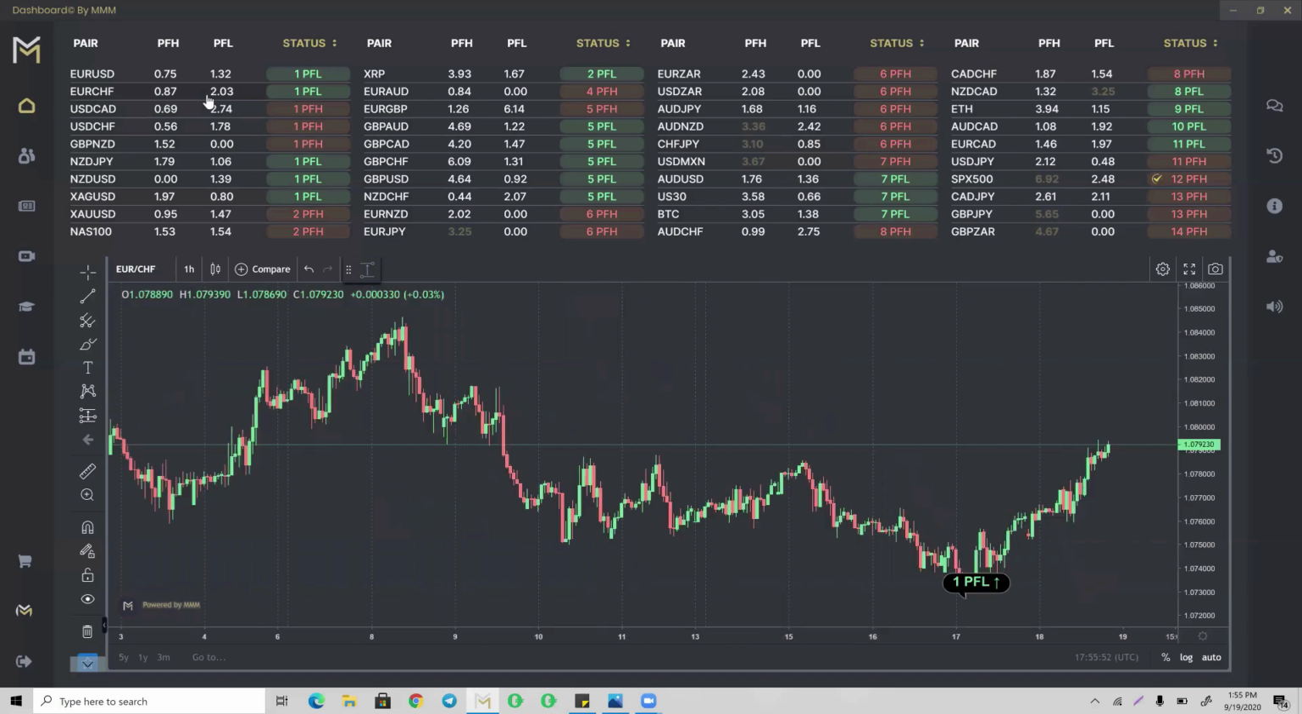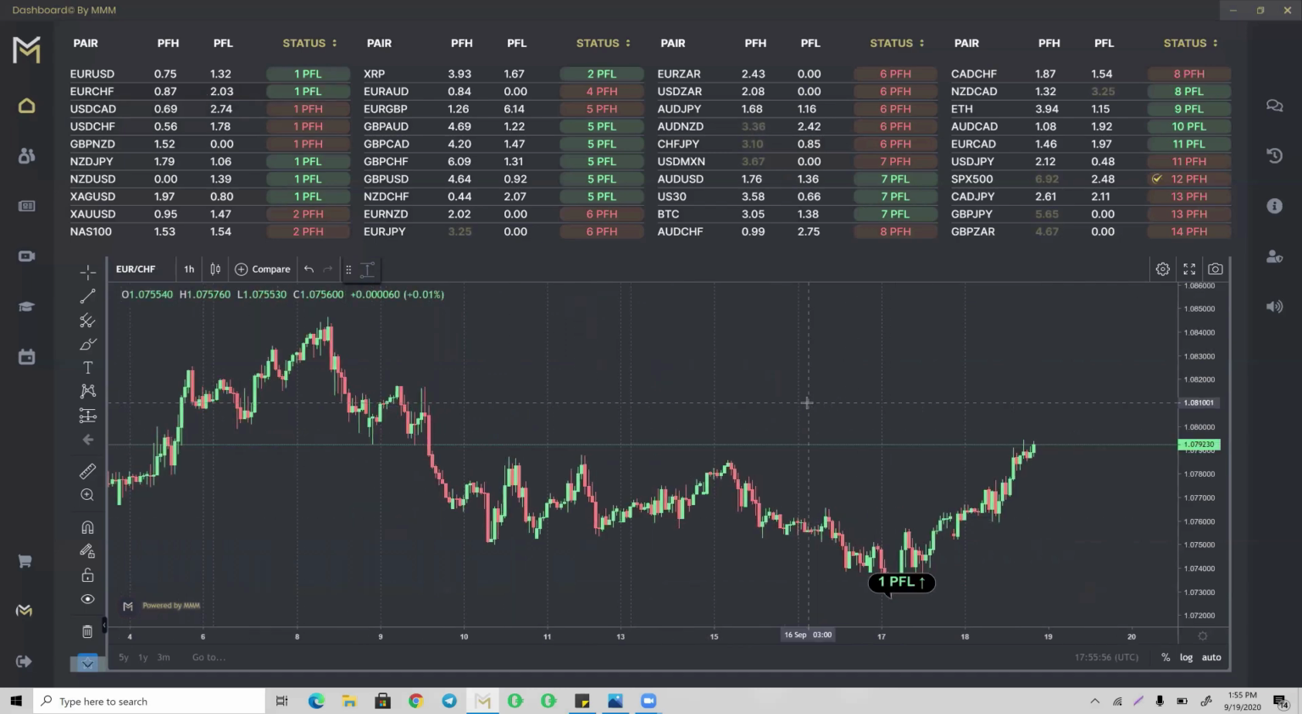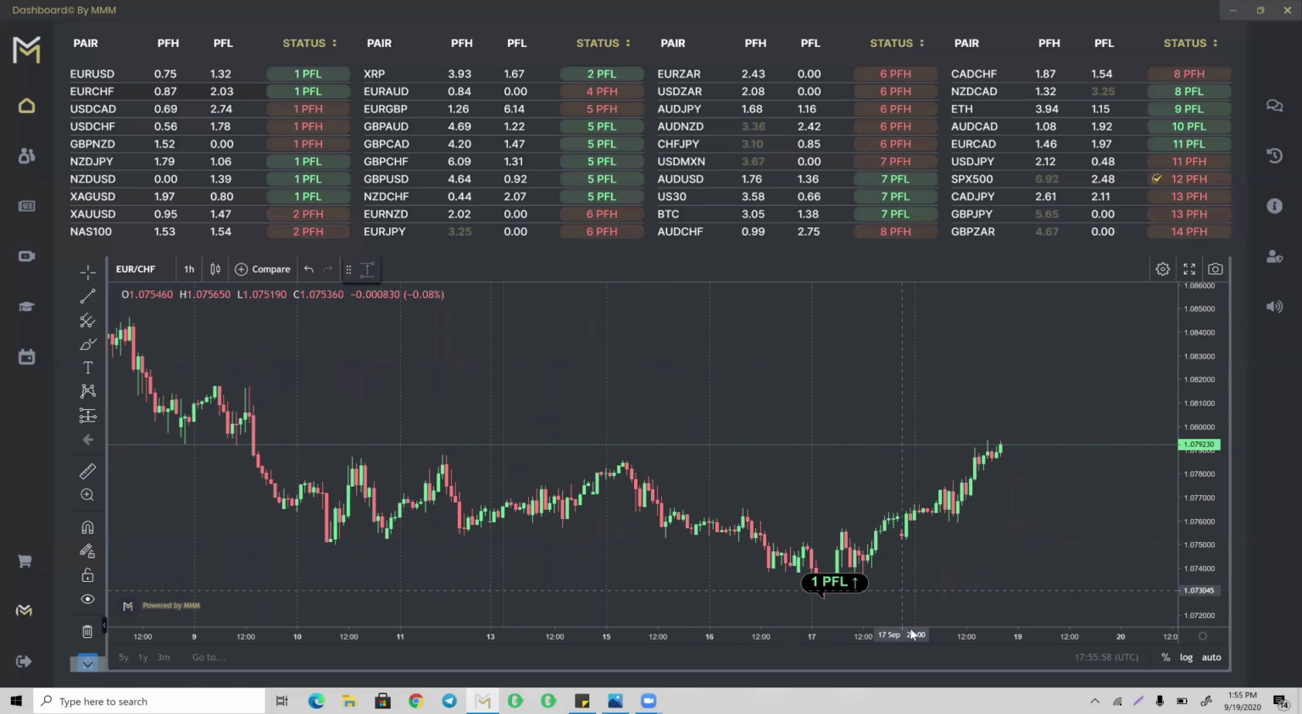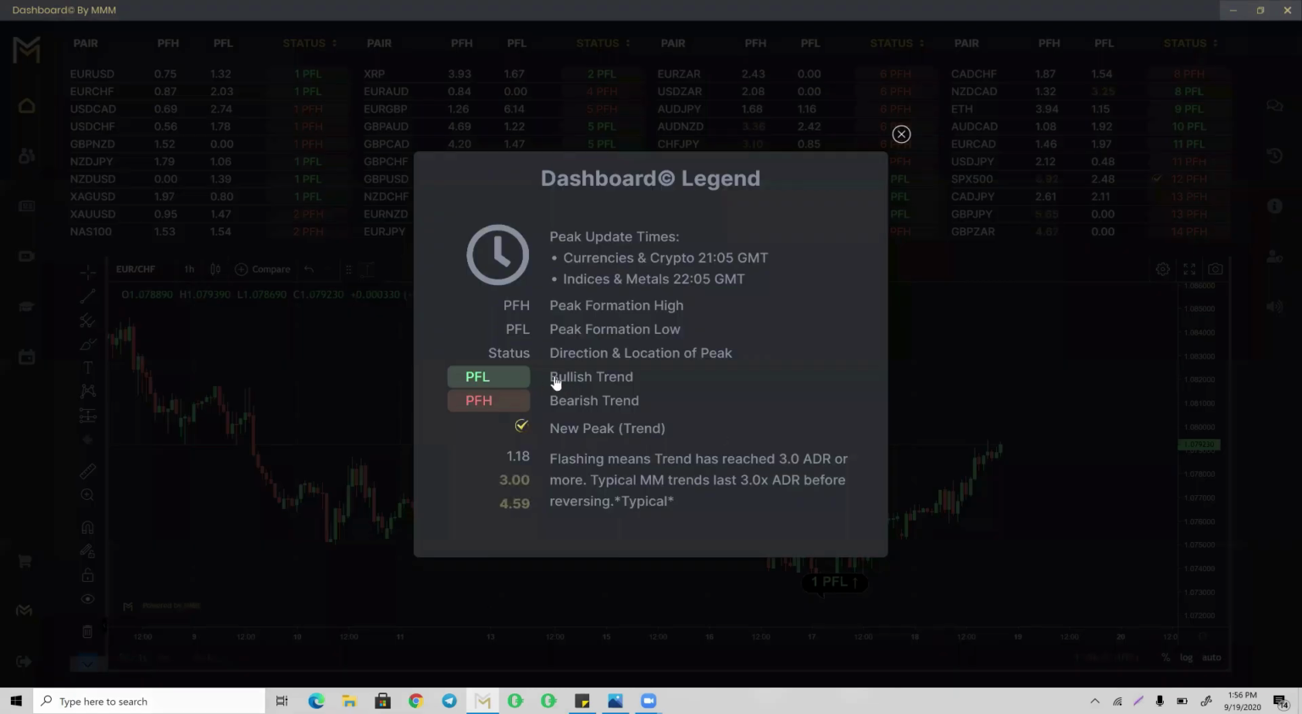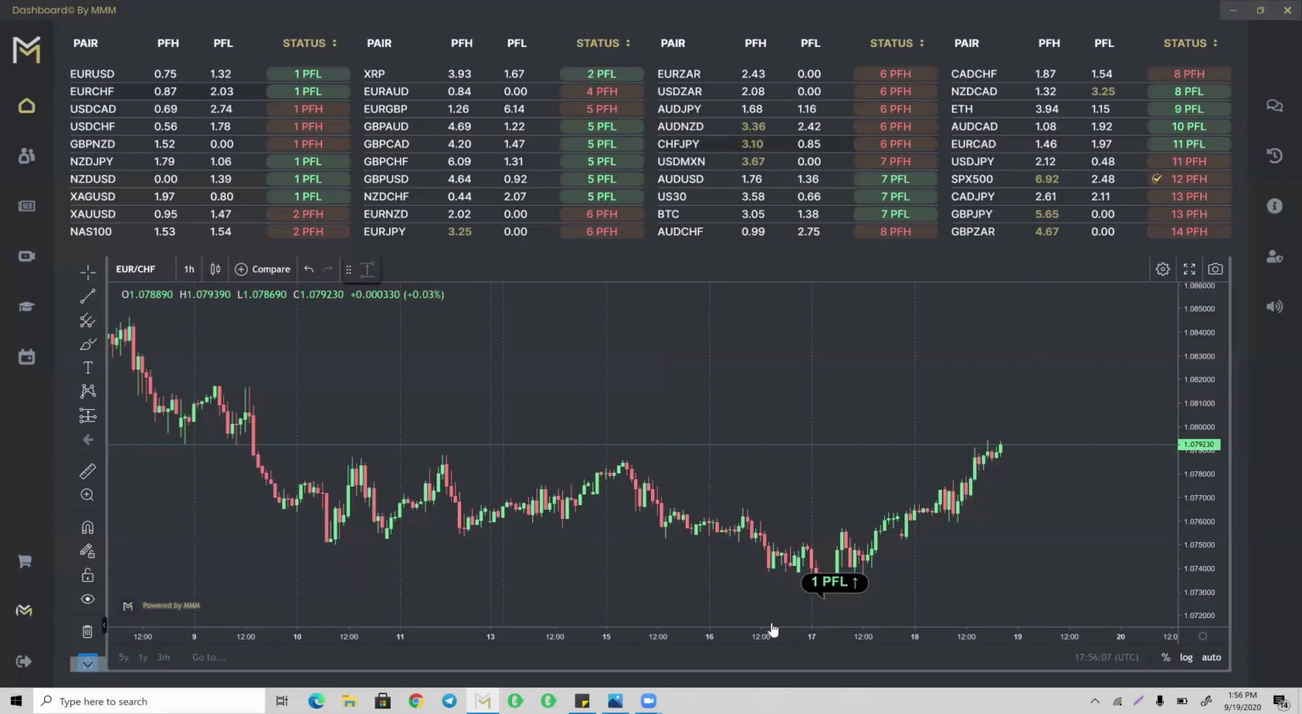Let's go with Euro Swiss franc, right? So this was actually a very, very nice trade that we had from Friday. It was a fresh peak formation low. So again, PFL, that is a bullish trend. Peak formation low.